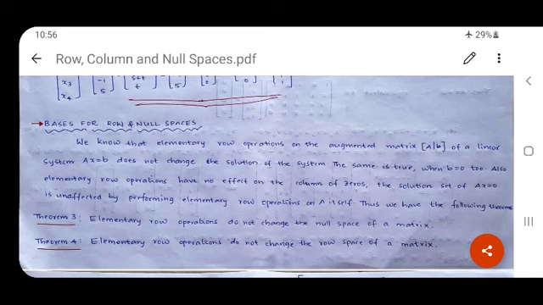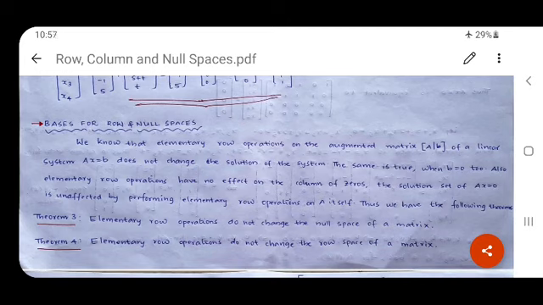We know that elementary row operations on the augmented matrix, where b is augmented to A of a linear system Ax equal to b, do not change the solution of the system. The same is true when b equal to 0 also. But note that when b equal to 0, the elementary row operations do not affect b, because any elementary row operation will not change 0. So the solution of Ax equal to 0 is unaffected by performing elementary row operations on A itself.